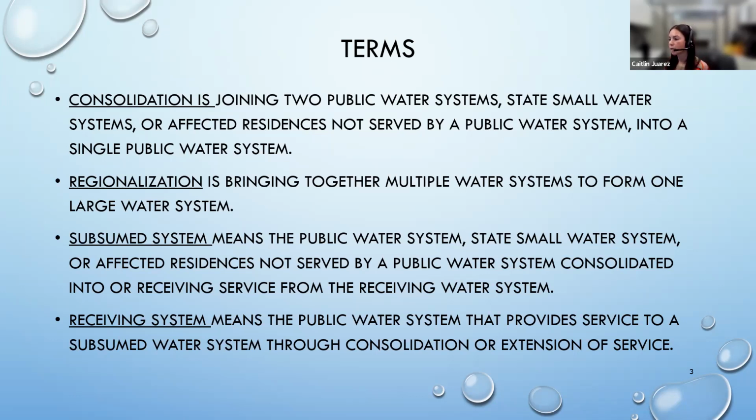A subsumed system is a water system, state small, or private residence that is actually going to connect to a larger water system or a receiving water system. So you can think of a subsumed system as a small water system that's going to be absorbed by a large water system. And at the end of the project, it will no longer exist. So a receiving water system is the water system that is going to provide water service to the small system through consolidation or extension of service. So you can think of the receiving system as a large water system, such as a city.